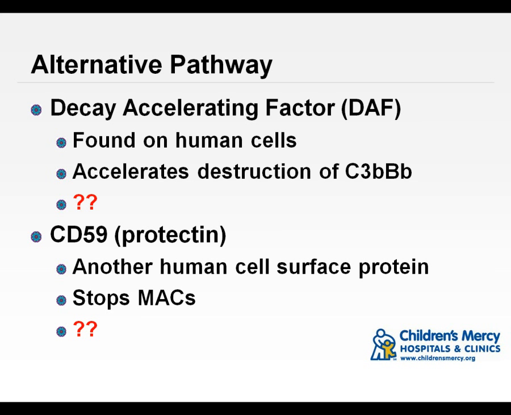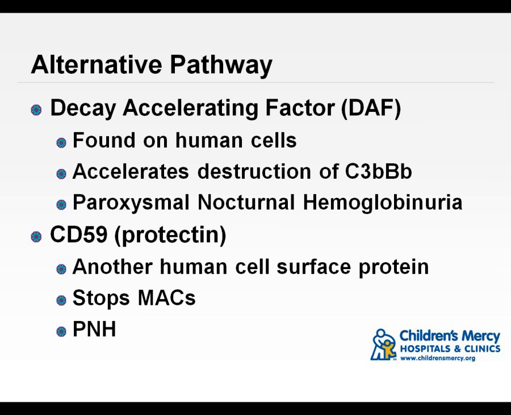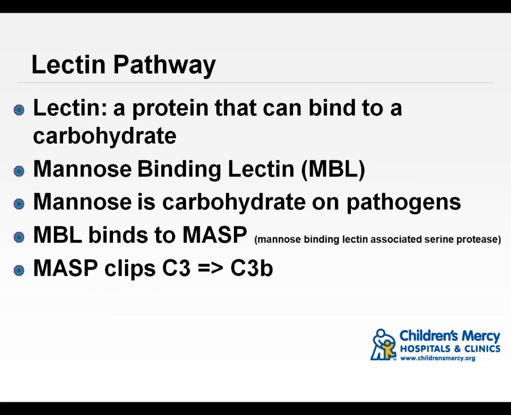If you are deficient in DAF or protectin, CD59, do you know what disease you have? Nocturnal hemoglobinuria. Perfect. Paroxysmal nocturnal hemoglobinuria, PNH, if you don't have DAF or CD59. Very good. Okay. So another way this exact same system can get started is the lectin pathway.